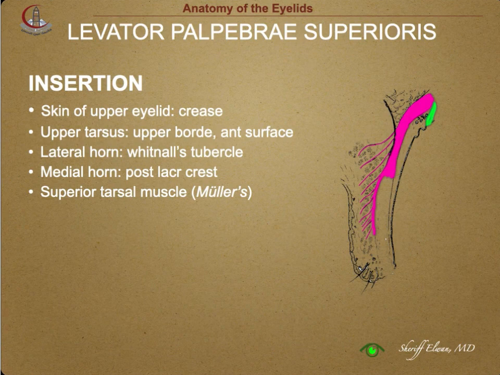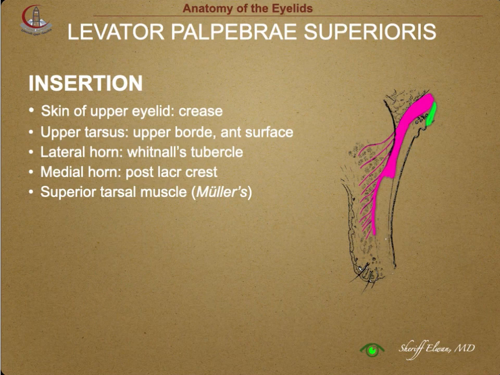After that, it has to be inserted, and the insertion is into the skin of the upper lid at the crease. And actually, the fibers are the reason that the upper lid crease is formed. It's attached as well to the upper tarsus at its upper border and anterior surface for the pull to be smooth and nice in a rotatory fashion. It has a lateral horn into Whitnall's tubercle on the frontal bone laterally, and the medial horn is attached to the posterior lacrimal crest.